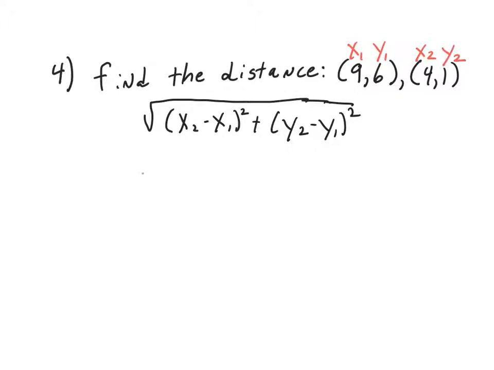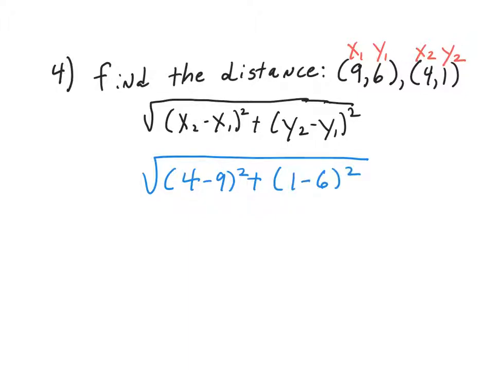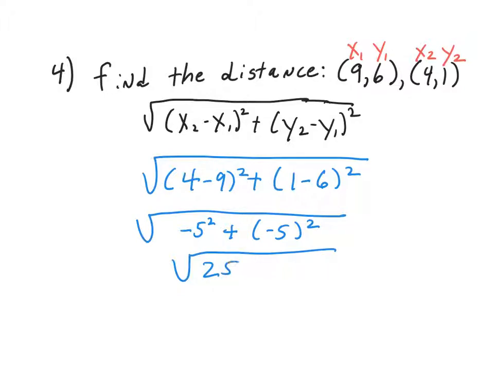Then let's substitute them into our formula, and we will get square root of 4 minus 9 squared plus 1 minus 6 squared. And that's going to equal the square root of negative 5 squared plus negative 5 squared. And we will get square root of 25 plus 25, which is the square root of 50.